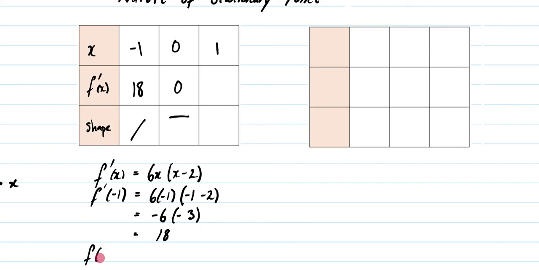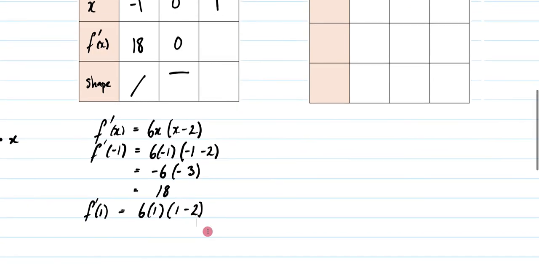And then I would have to sub in f of 1. So let's do that now. What is f dash of 1? So I'm going to go 6, 1, 1 minus 2. So that means what I'm going to get here is 6, and then 1 minus 2 is going to be -1. So it's going to be equal to -6.